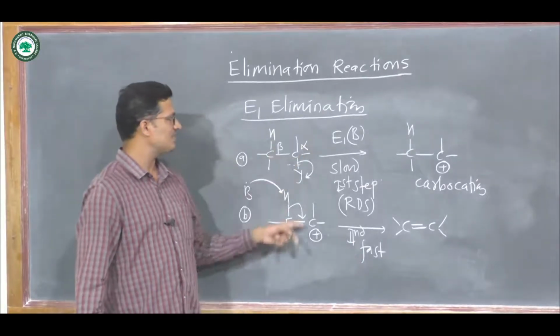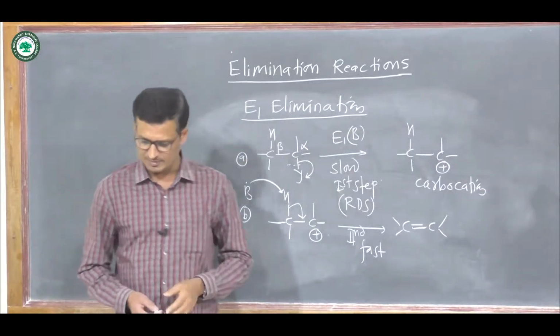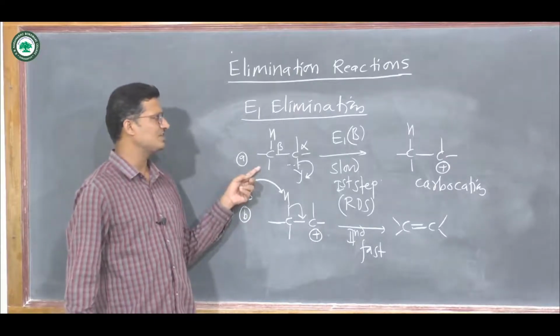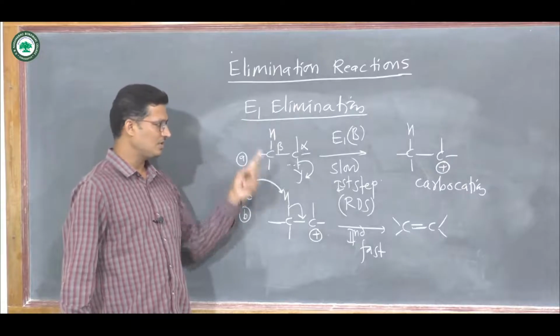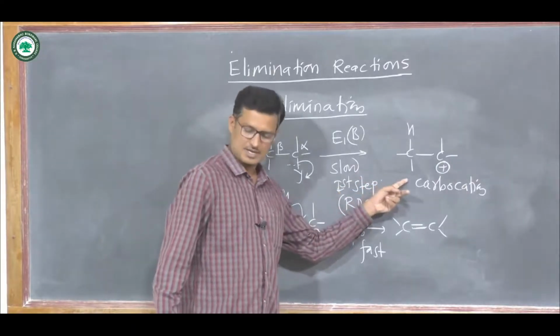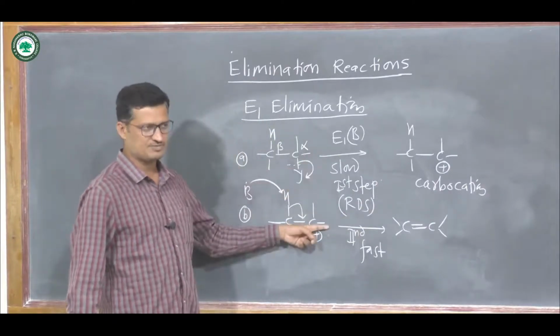So this is the simple mechanism of E1 elimination. Then again, what is the characteristic of this E1 elimination? It is a unimolecular reaction; the 1 stands for unimolecular. What is the second important point? There is formation of a carbocation. And what is the next important point? It is a two-step reaction.